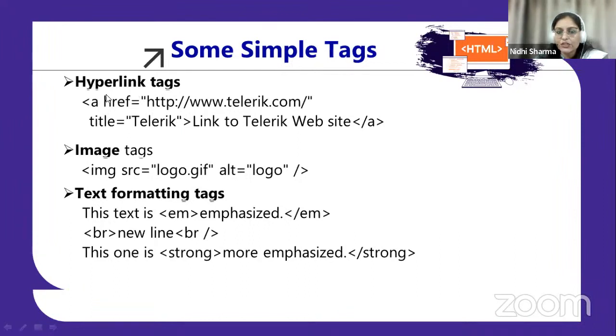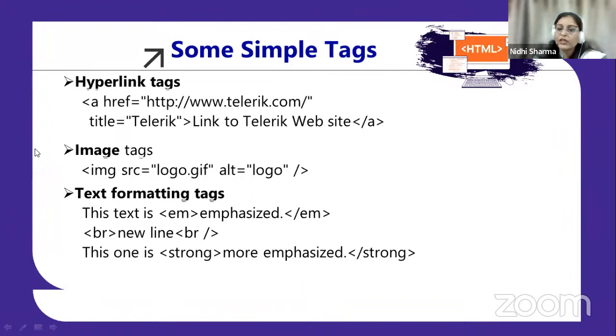href is hypertext reference. This is an attribute. See, this is a tag, and this is an attribute of this tag. With this attribute, I am giving this value. That means if the user clicks on this link to the Telerik website, it should open this website. The URL of that particular website we mention here. So two attributes of the anchor tag are used here, href and title.